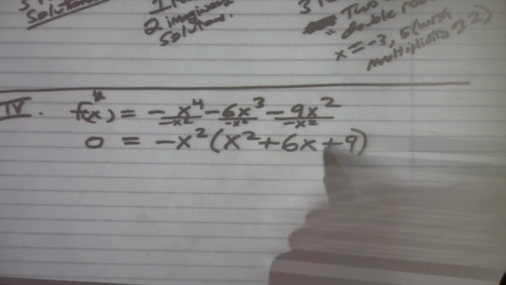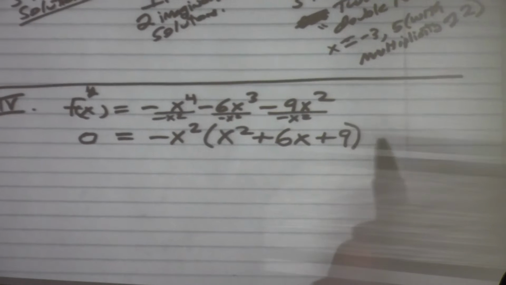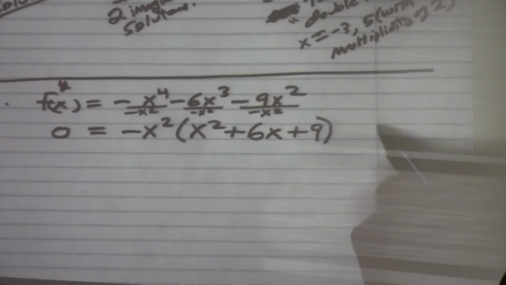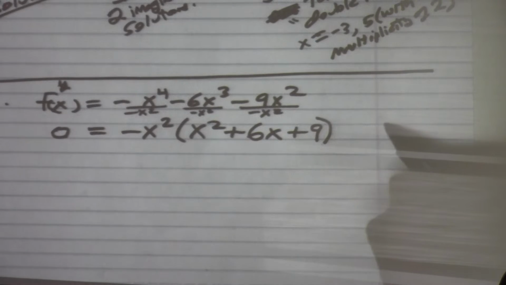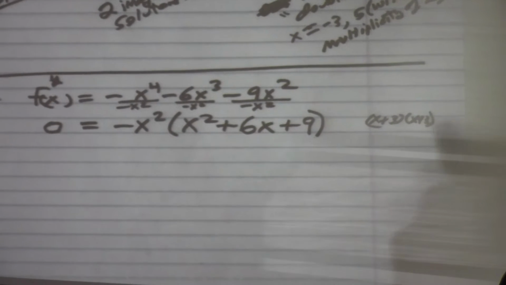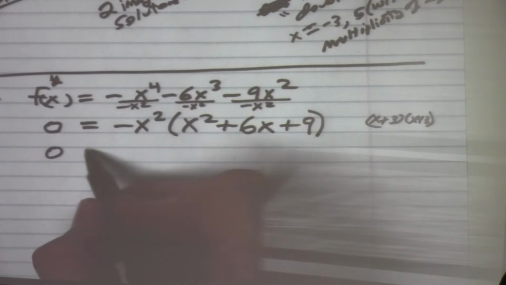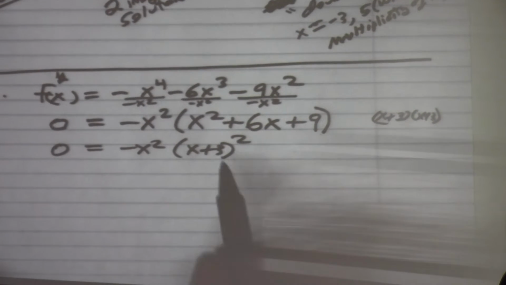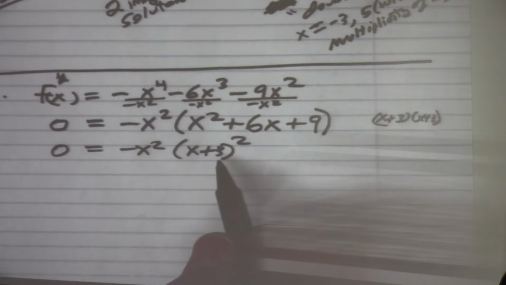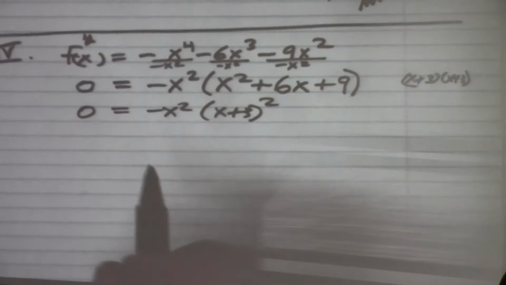I've taken out a common factor. Now, I want to see if I can factor that too, so I see what multiplies to 9 and adds to 6 is 3. And so I have x plus 3 and x plus 3. Well, that's actually x plus 3 squared. So in this case, 0 equals negative x squared, x plus 3 squared. I could have left it like that instead of with the square. Doesn't matter. Then the next step is a couple ways to do it.